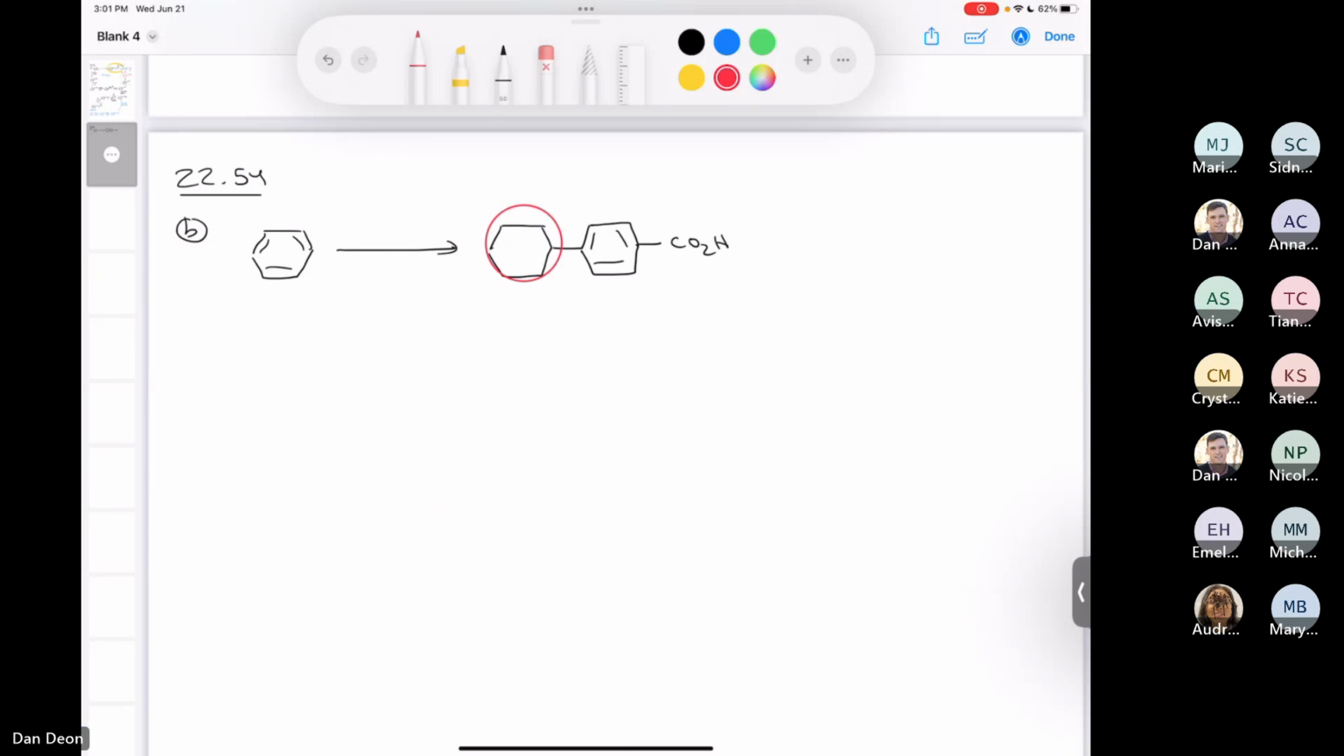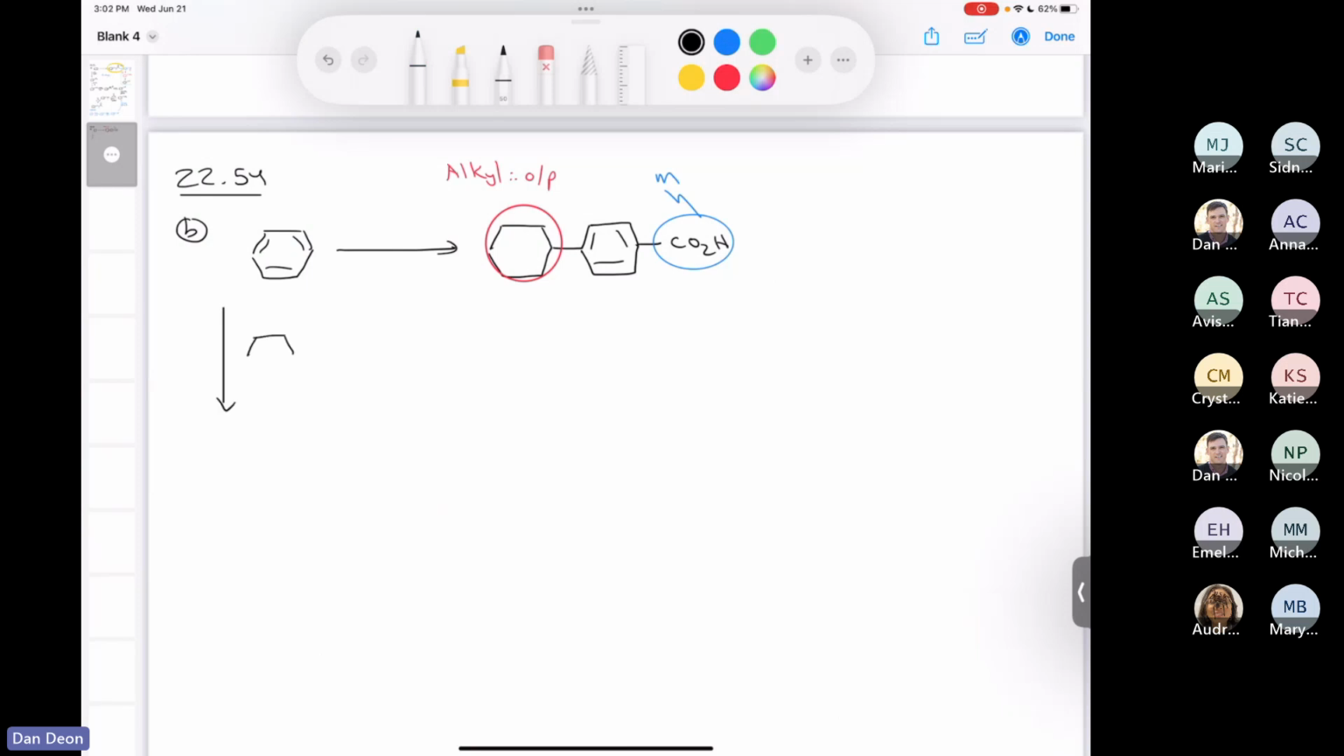Anybody? Yeah, it's an ortho para director, right? It's just an alkyl group. Yeah, absolutely. So this is alkyl. It's cycloalkyl, but it's alkyl. So therefore, it's ortho para directing, right? And this guy here, that's a meta director. And so we're going to have to put the cycloalkyl group in first. So we're going to install that using Friedel-Crafts alkylation.